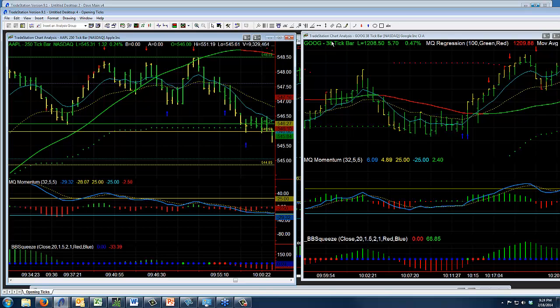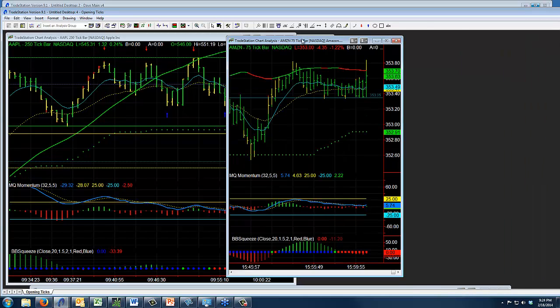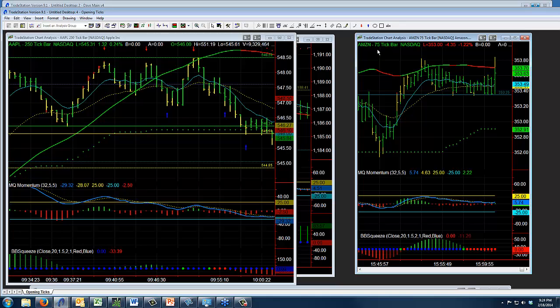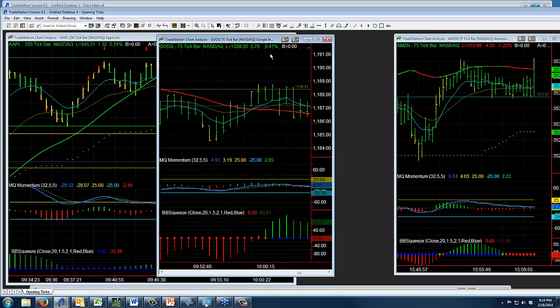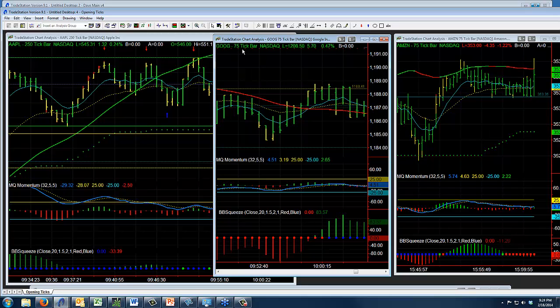All right? Google is the same thing. Actually, it's a little bit slower. Amazon, I trade on a 75 tick. This is what I call my primary trading charts. Here, Google 75 ticks. Amazon 75 ticks. And then I also bring in these charts.